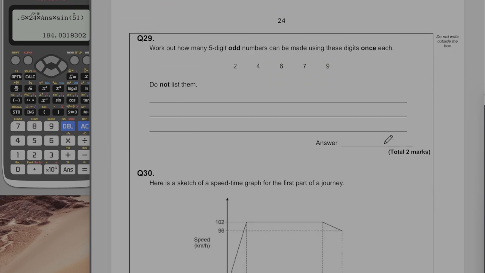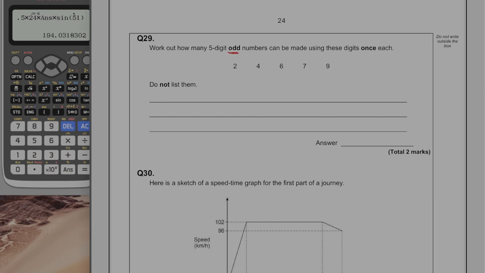Question 29. Work out how many 5-digit codes can be made using these digits once each: 1, 2, 3, 4, 5. So it's 5-digit odd numbers. That's going to be our key here, that they're odd numbers made using these digits each once. So I've only got 2 odd digits, so my numbers either need to end in a 1 or end in a 3.